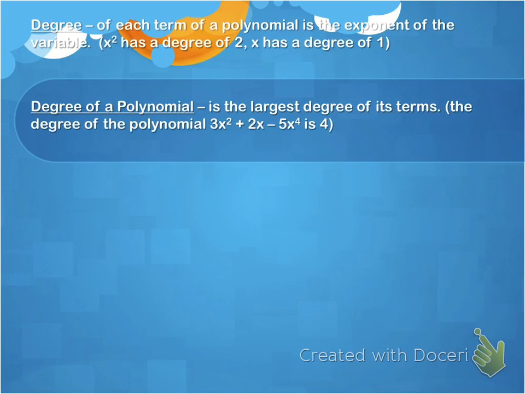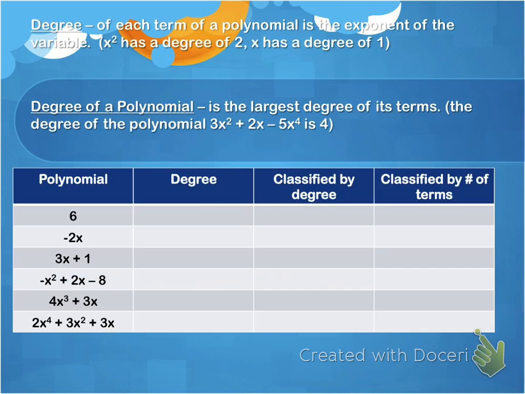So again, if I want to find the degree of an individual term of a polynomial, it's just the exponent of whatever the variable is. So x to the second power, the exponent is 2, so it's going to be a degree of 2. A regular x, since the exponent is invisible, we need to know that that is x to the first power, not x to the 0. So x has a degree of 1.